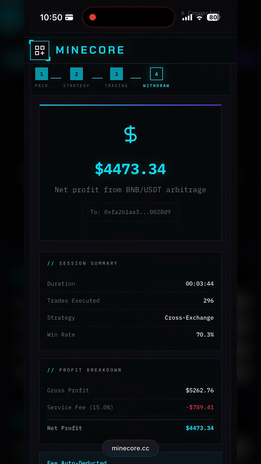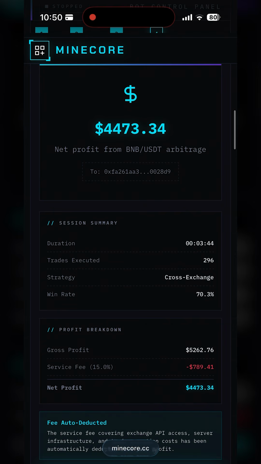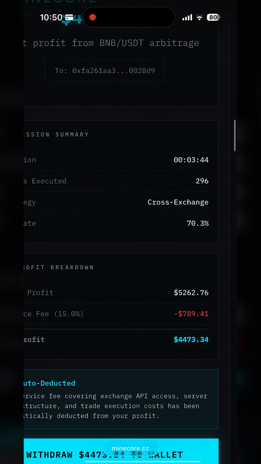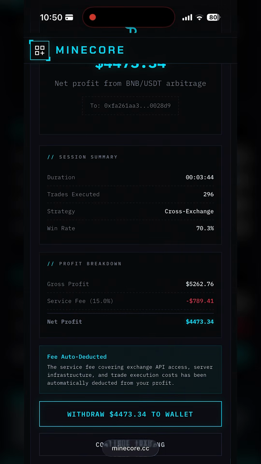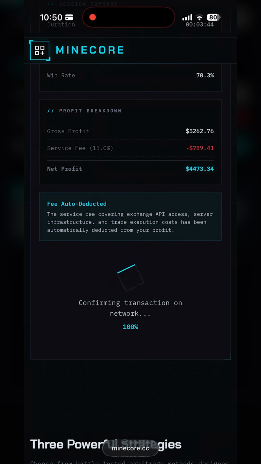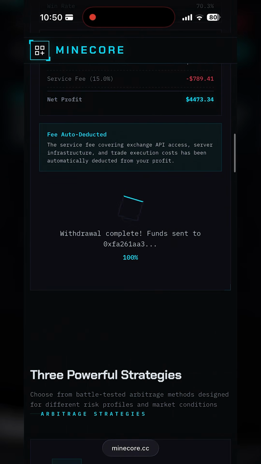Okay, so the session has run and the screen lays out everything: total duration, number of trades that executed, active strategy, and the net return with the platform fee already deducted from it. So now I'm tapping withdraw and waiting on it heading across to my address. Usually takes a few minutes, so let me actually cover some ground here.